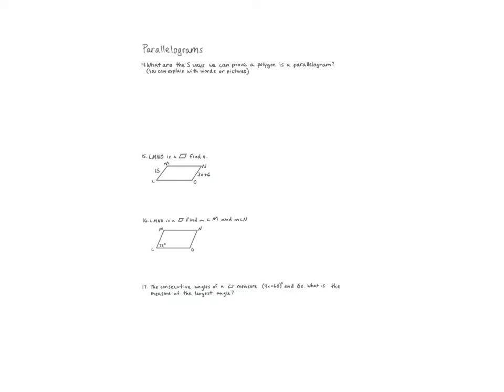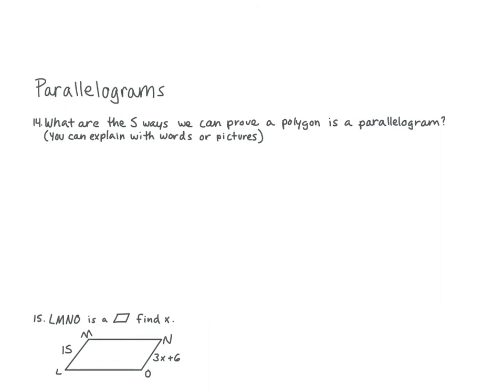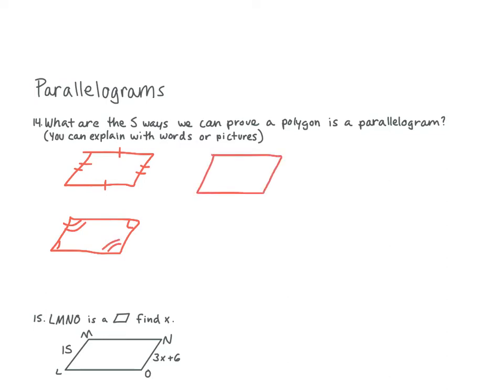So now we have our next section, which is parallelograms. What are the 5 ways you can prove a polygon is a parallelogram? If the opposite sides are congruent, we need both pairs of opposite sides to be congruent. What's another way? Both pairs of opposite angles are congruent. Perfect. One pair of opposite sides are parallel and congruent.